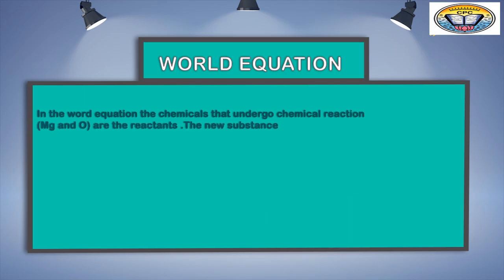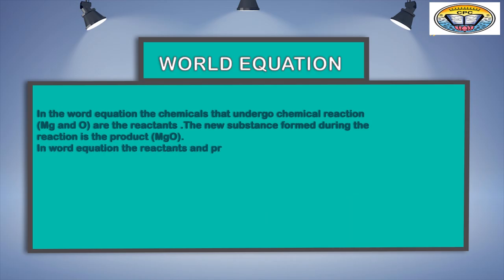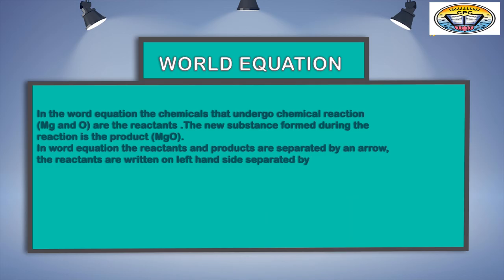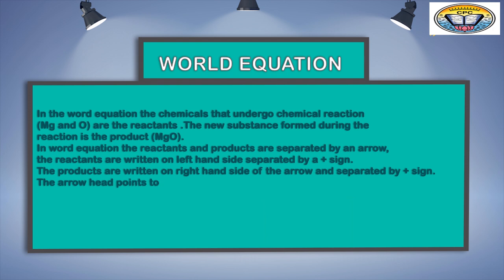The reactants and the products are separated by an arrow. The reactants are separated by a plus sign. If there is more than one product, they are separated by a plus sign. The arrow is directed towards the products and it shows the direction of the reaction.